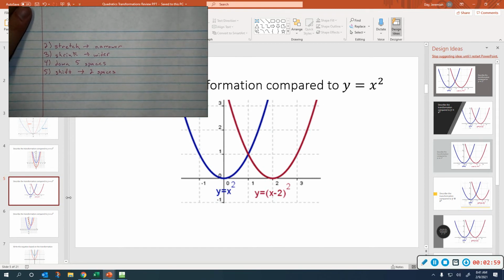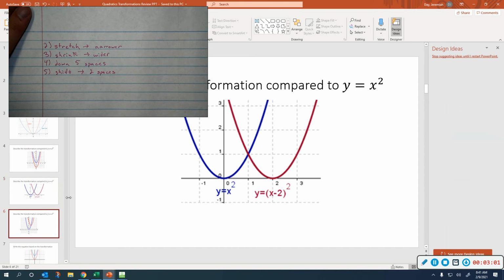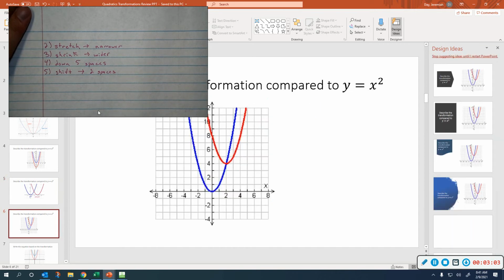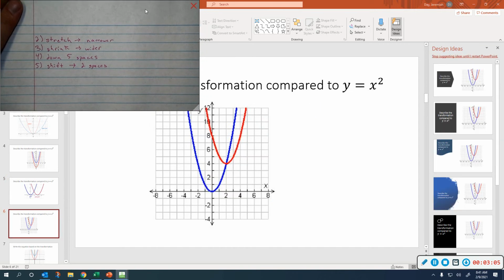And the last one we'll do that just describes the transformation. Now, number 6, there may be multiple things happening. There's your hint. Make sure to write everything that happens. Ready, set, go.